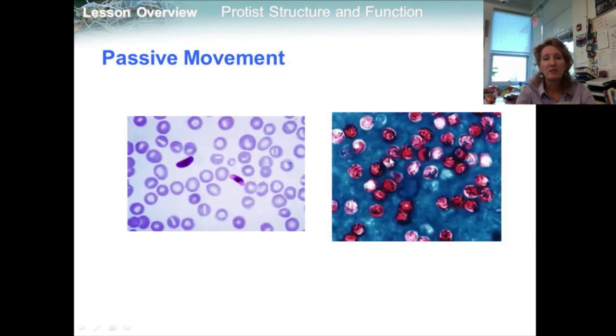Some protists are non-motile. They depend on air or water currents and other organisms to carry them around. These protists form reproductive cells called spores that can enter the cells of other organisms and live as parasites. Spore-forming protists include Plasmodium, which is carried by mosquitoes and causes malaria. This is what Plasmodium looks like. And Cryptosporidium, over here, which spreads through contaminated drinking water and causes severe intestinal disease.